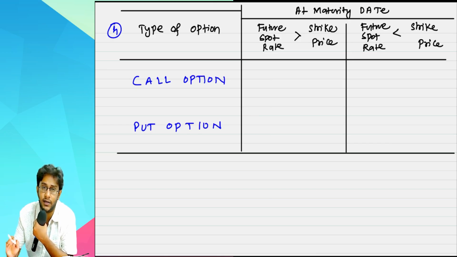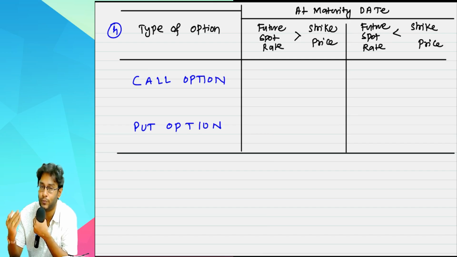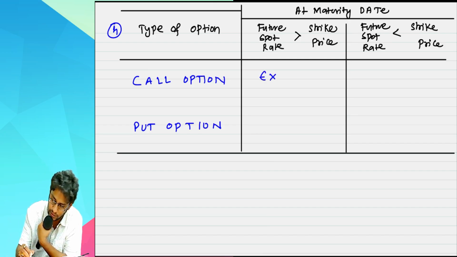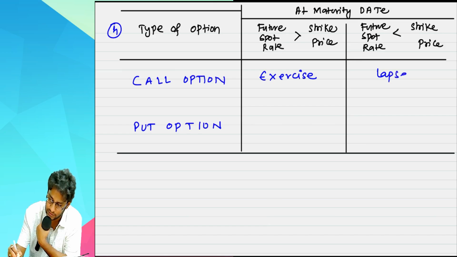Call option gives us a right to buy at strike price. So if market price is more than that, I have a right to buy at a lower price. Definitely we will have to exercise. In case of call option, it gets lapsed.